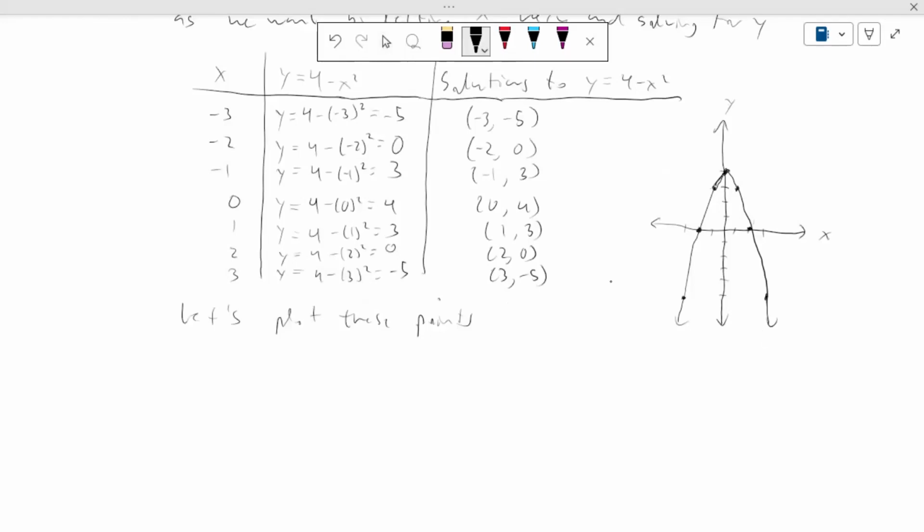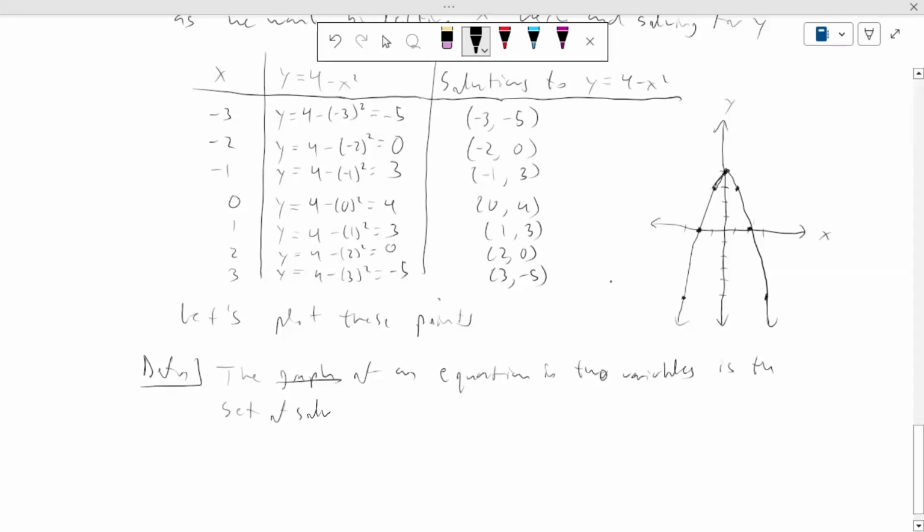So now I'm going to define what the graph is. Definition: the graph of an equation in two variables is the set of solutions to the equation. So the solution set is all it is. That's what the graph is. It's just a solution set.